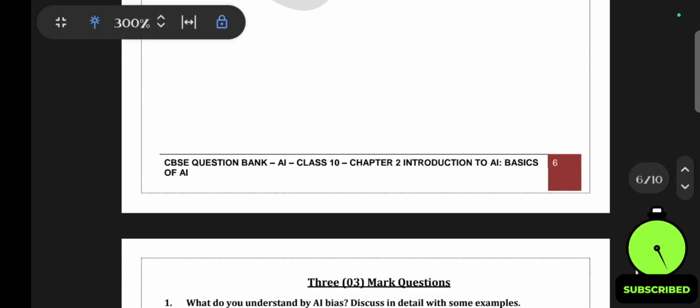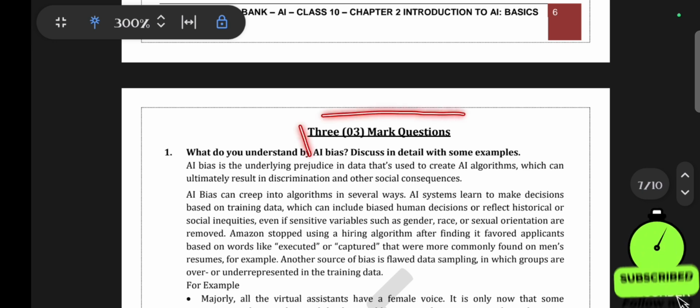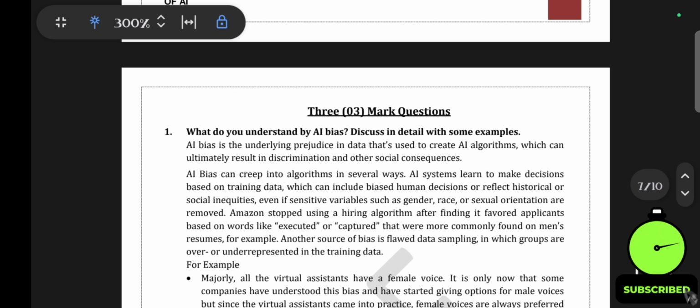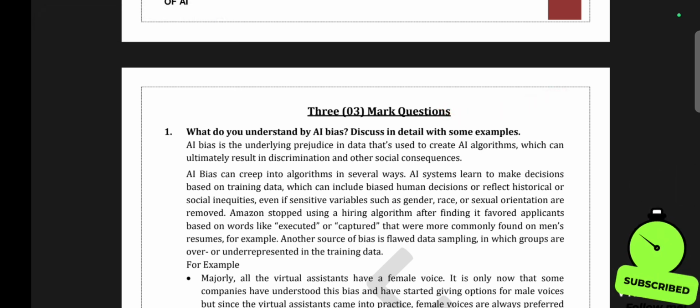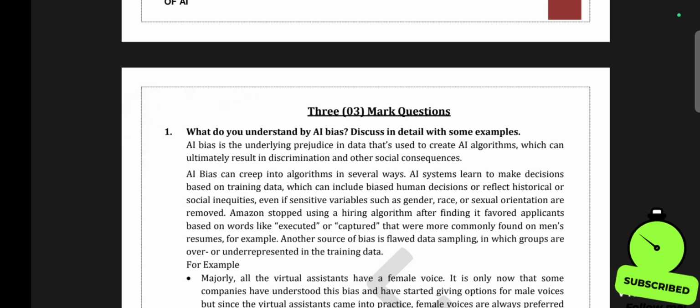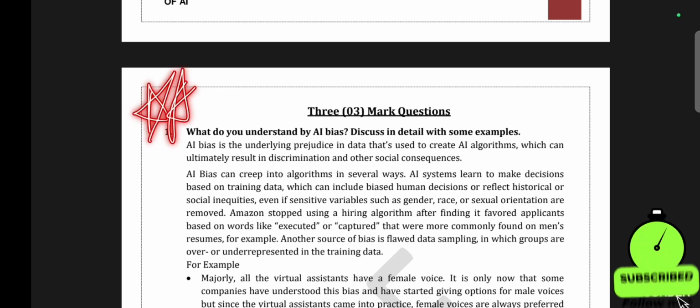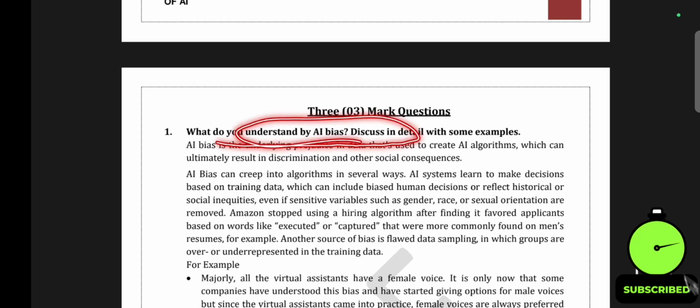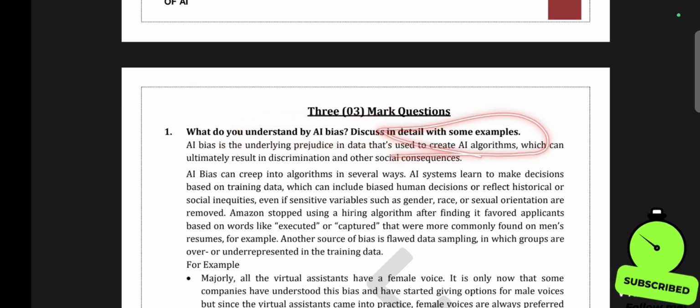Moving to next. Now we are going to discuss the last topic, 3 marks questions. And this is only we will do in this, the last 3 marks question. First, what do you understand by AI bias? Discuss in detail with some examples. Give a star mark to this question because this is a very important question from your exam point of view. This question comes many times, so I will give 2 stars because this is a very important question.